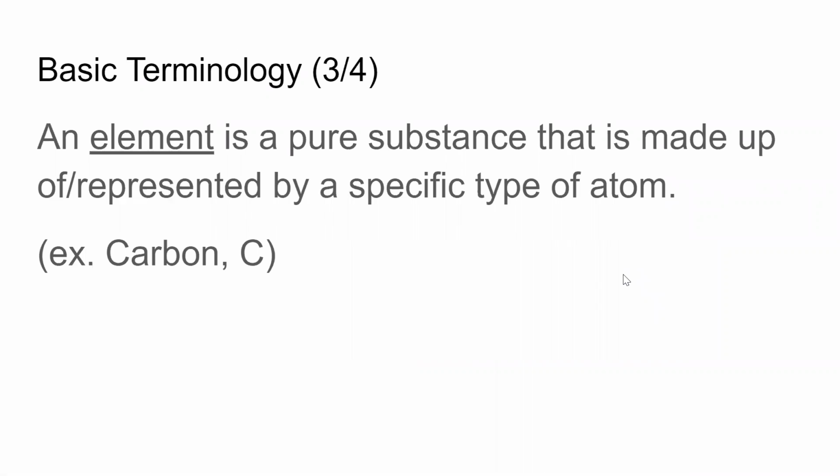So now we're going to talk about elements. Elements are pure substances that are made up of or represented by a specific type of atom. For example, carbon is an element. Oxygen is an element. Nitrogen is an element. Those are all elements. They're basically going to be the building blocks of the compounds that we make.